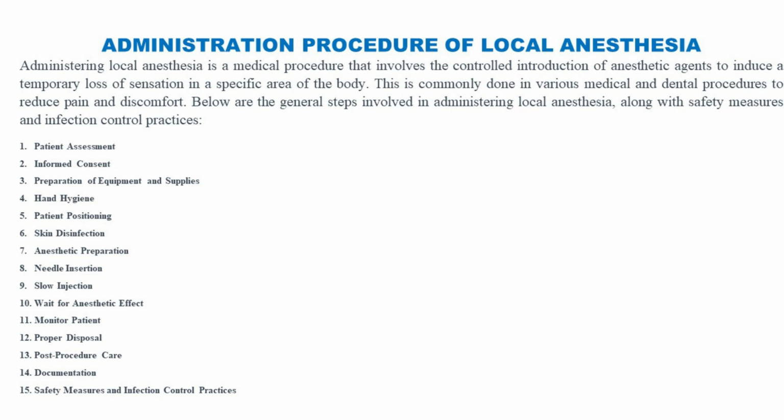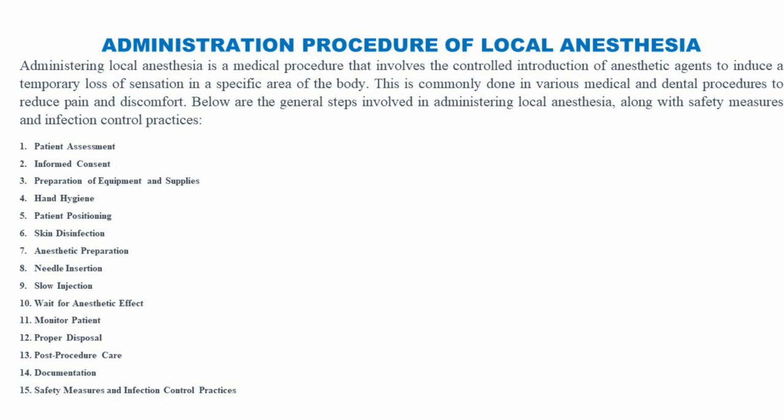4. Hand hygiene. Perform thorough hand washing with soap and water before donning gloves. 5. Patient positioning. Position the patient comfortably and ensure good visibility of the treatment area. 6. Skin disinfection. Cleanse the skin or mucous membrane in the treatment area with an antiseptic solution to reduce the risk of infection. 7. Anesthetic preparation. Prepare the anesthetic solution according to manufacturer instructions. Assemble the syringe and needle.